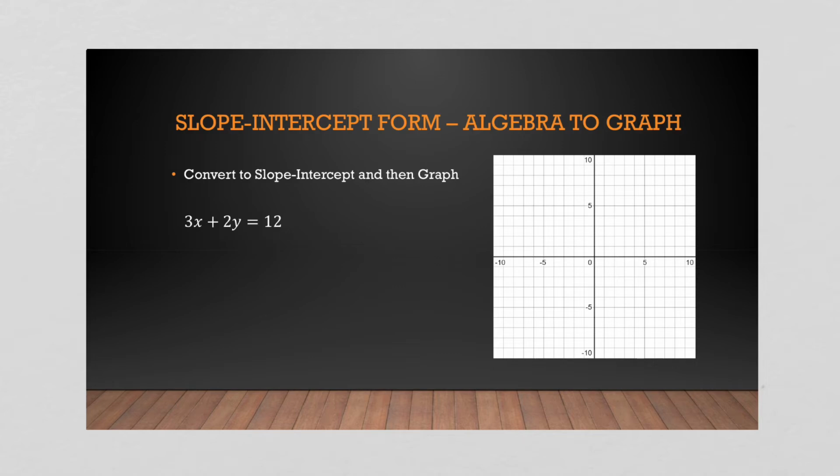So here's another one. Again, we want y alone. So first thing we're going to do is subtract 3x from both sides. So now we have 2y equals negative 3x plus 12. And then we are going to divide everything by 2. And we get y equals negative 3 over 2x plus 6. So we're up here at plus 6, and we are going to go down 3, over 2, down 3, over 2, down 3, over 2.